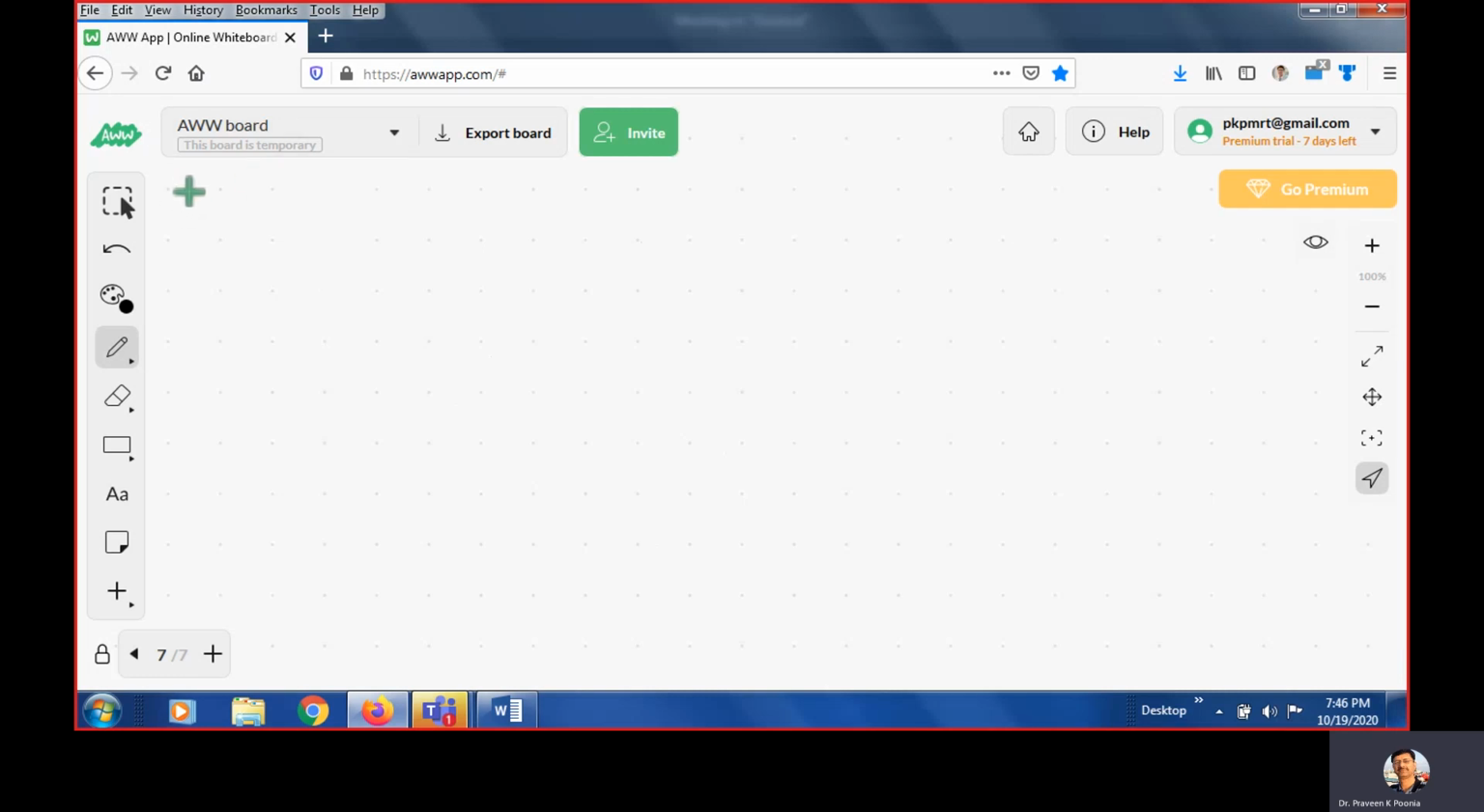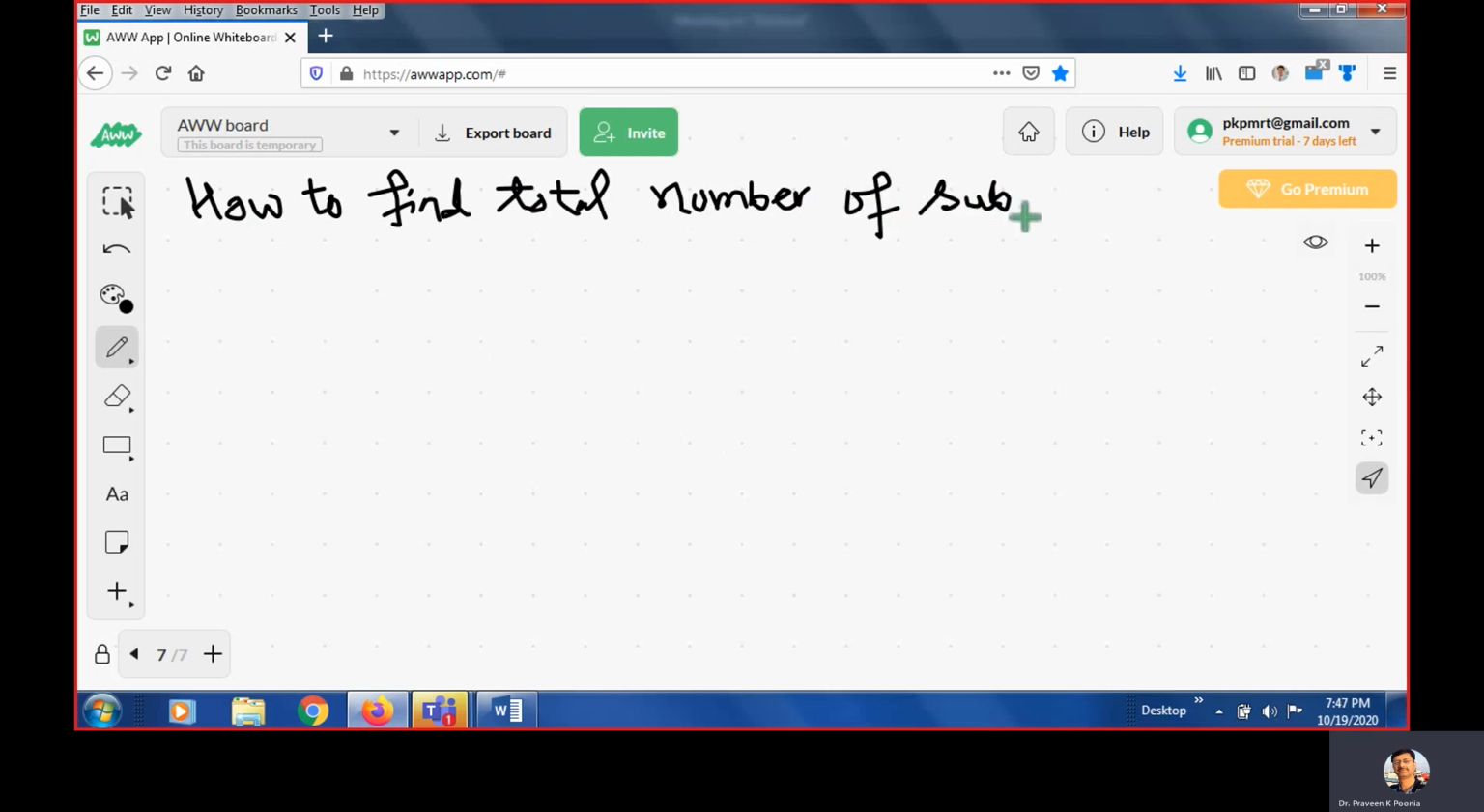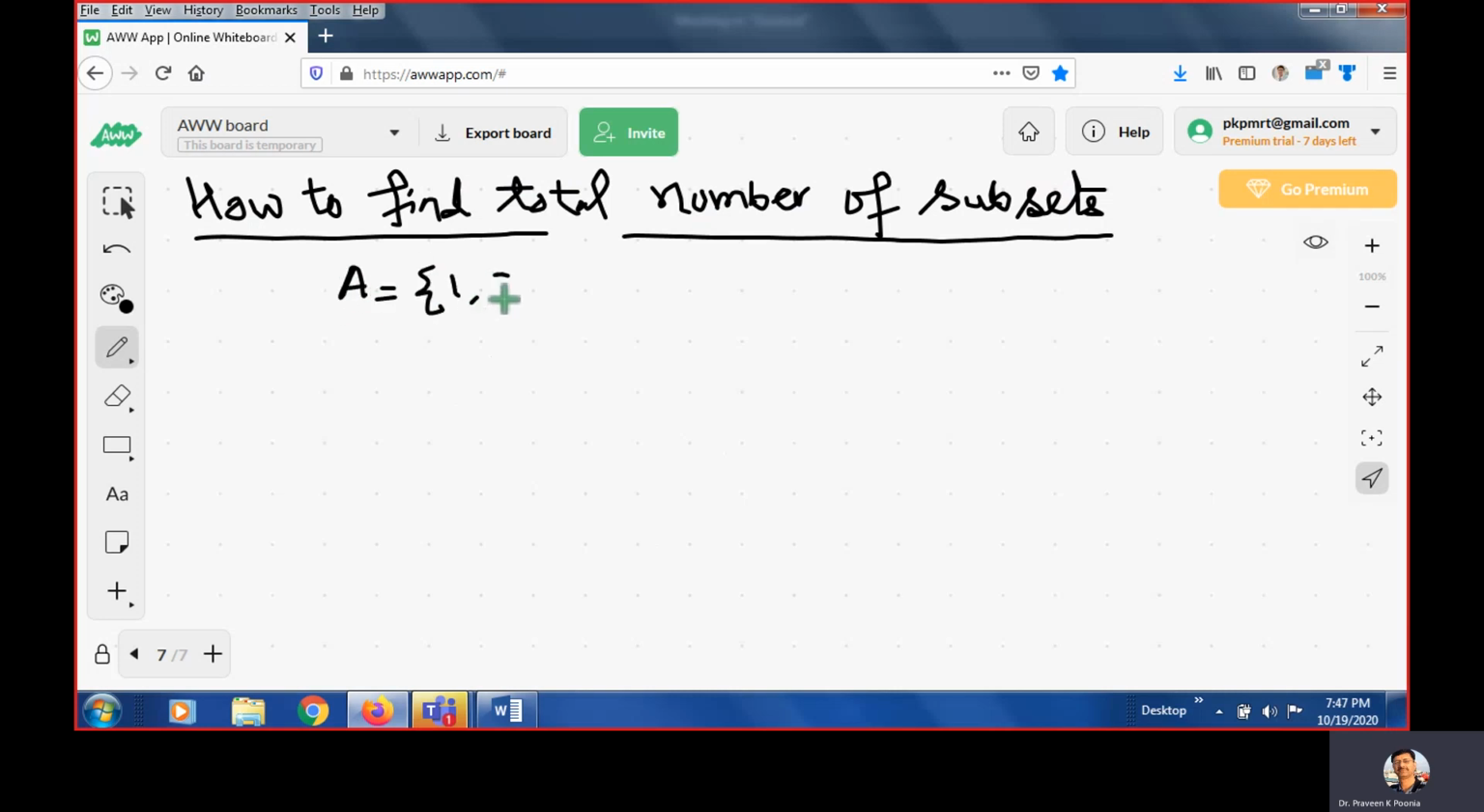Now we'll learn a very important thing and then we'll move to another thing. I will teach you how to find the total number of subsets. Clear? The process is very simple. You need to learn it very quickly. If A equals {1, 2}, how many objects here? 2 objects. So how to find?